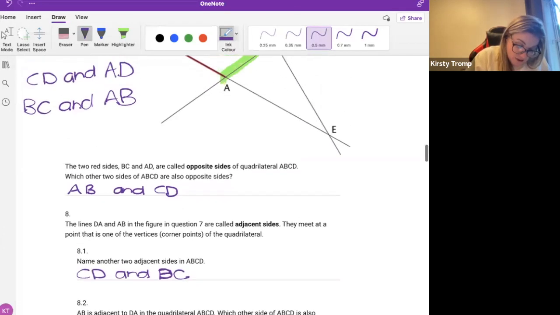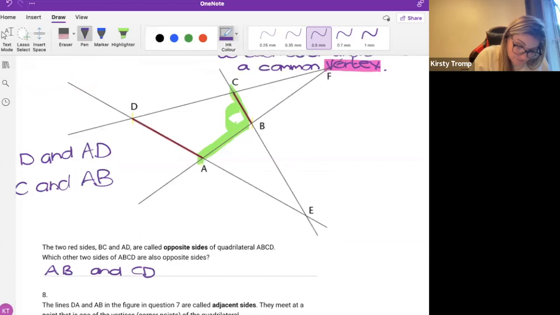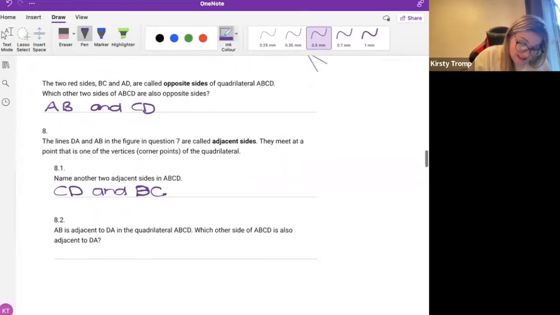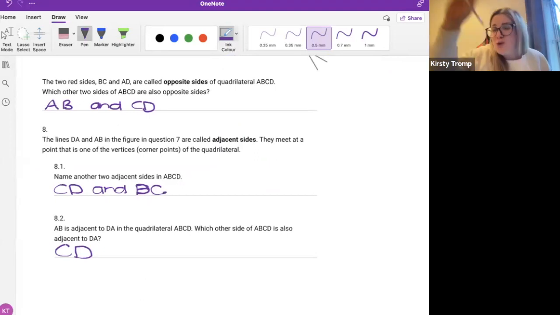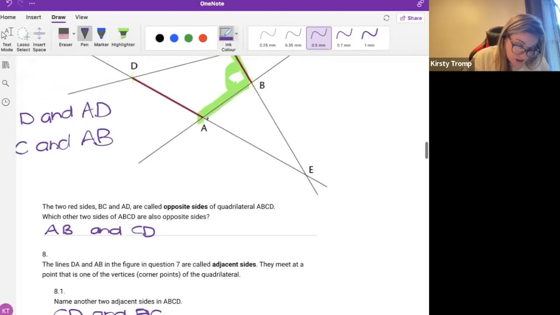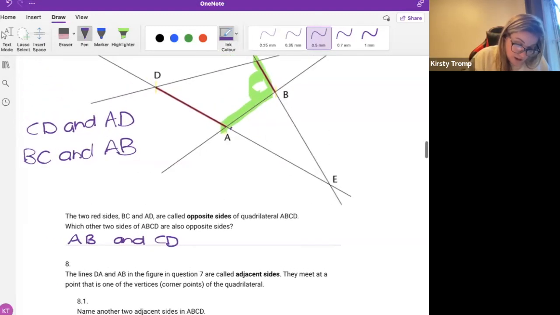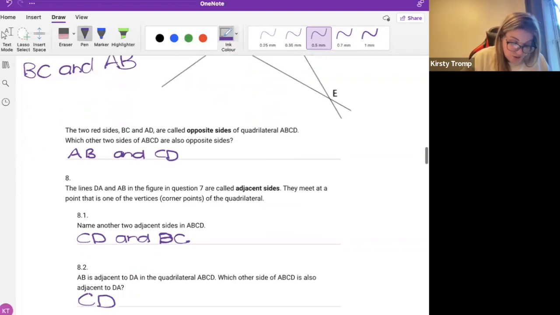AB was adjacent to AD, and we also said that CD. So we already answered that question. We knew it was coming. So I'm going to remind you quickly. We said AB is adjacent to AD in the quadrilateral. What other side was also adjacent to AD? So there it was over there. We already said that CD and AD were adjacent to each other.